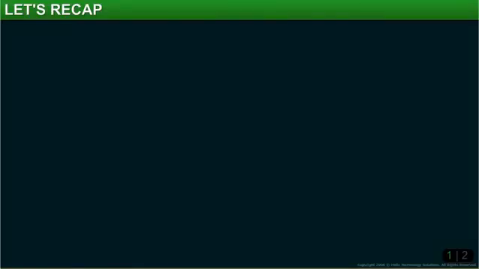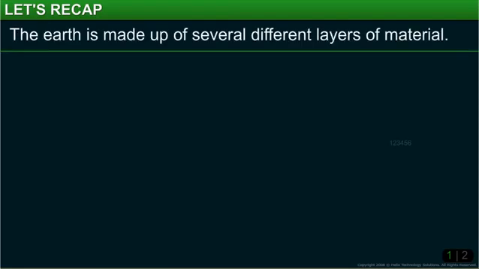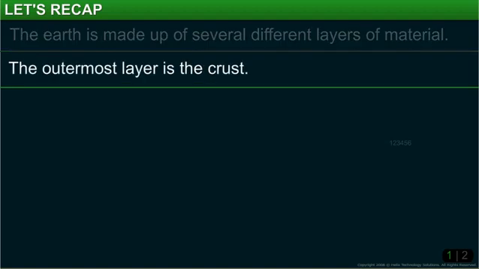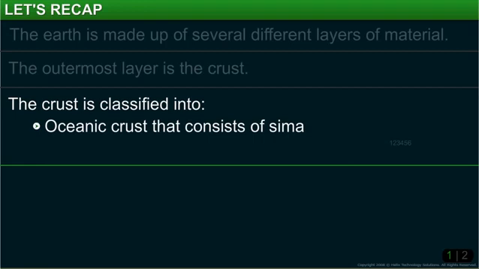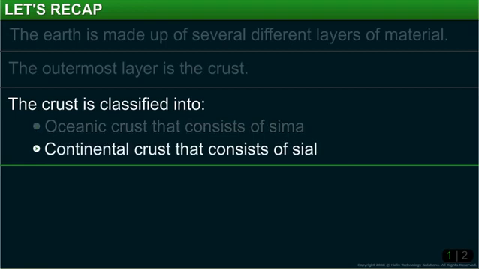In this module, you learn that the earth is made up of several different layers of material. The outermost layer is the crust. The crust is classified into oceanic crust that consists of Sima, and continental crust that consists of Sial.